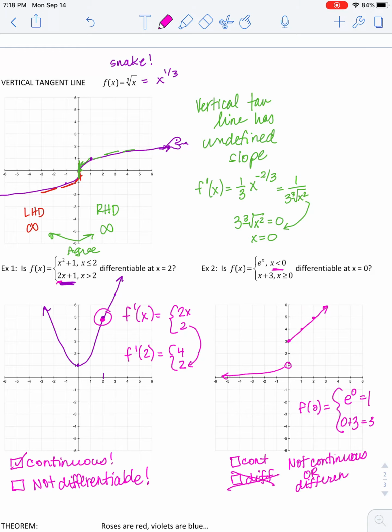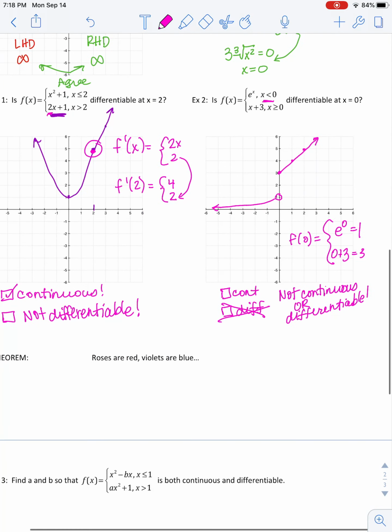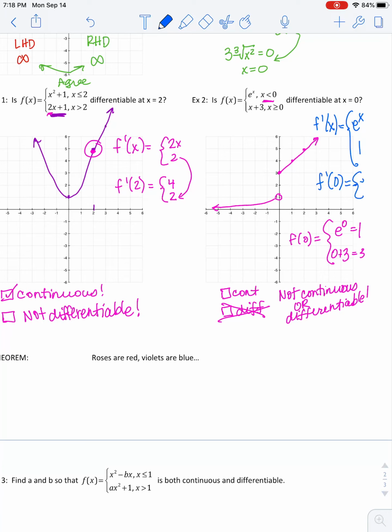What's weird about this one, and the trickery here, is that if you were to take the derivative of this particular function and establish f prime, the derivative of e to the x we know is e to the x, and the derivative of x plus 3 is 1. If you plug in 0 to each of those, you get e to the 0, which is 1. And of course, 1 is unchanged. So this part and this part actually have the same derivative. The slope is 1 on both of those functions. But since it's not continuous, we cannot say that it's differentiable.